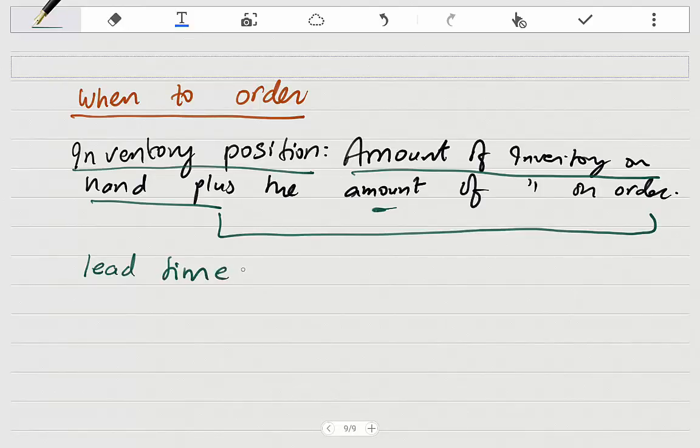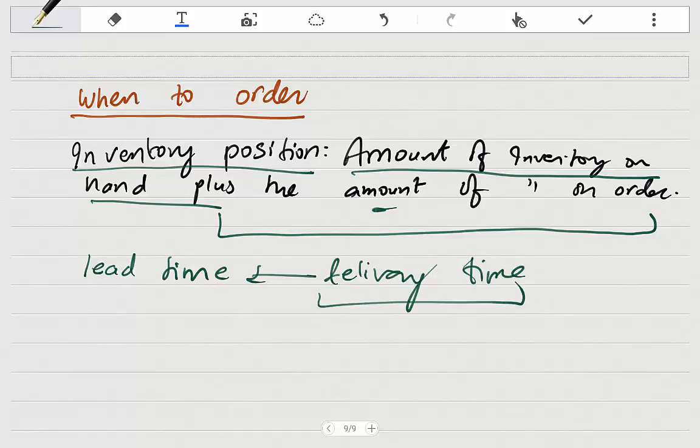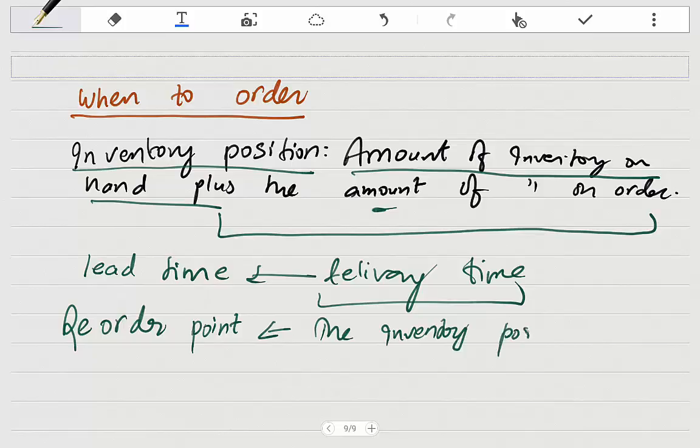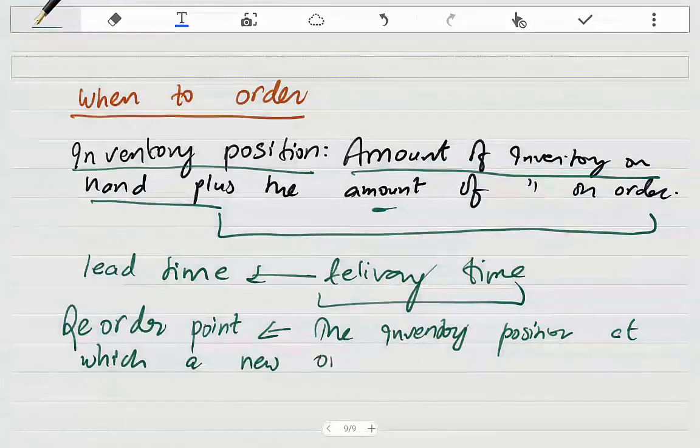Lead time is really the delivery time. You place an order today, how long does it take for a supplier to deliver the product? That's what we call lead time. Now, the last definition, I promise, is reorder point. Reorder point is the inventory position at which a new order should be placed.